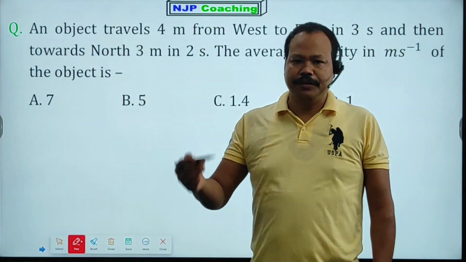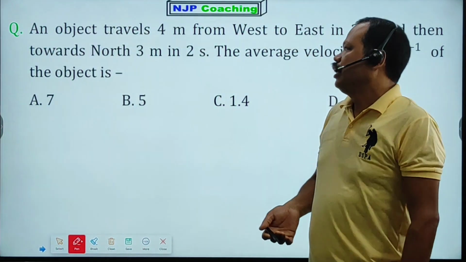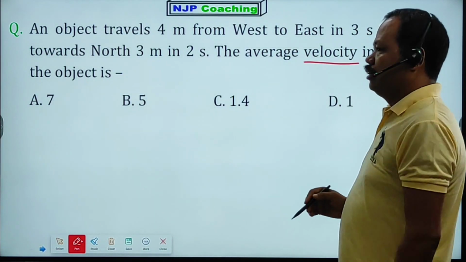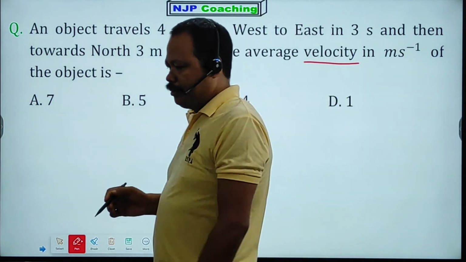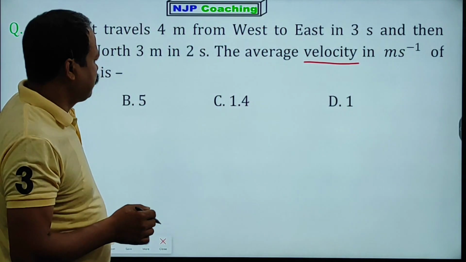When finding the average, u plus v by 2, initial velocity plus final velocity by 2. Again, according to definition, what is the velocity? This is displacement by time.